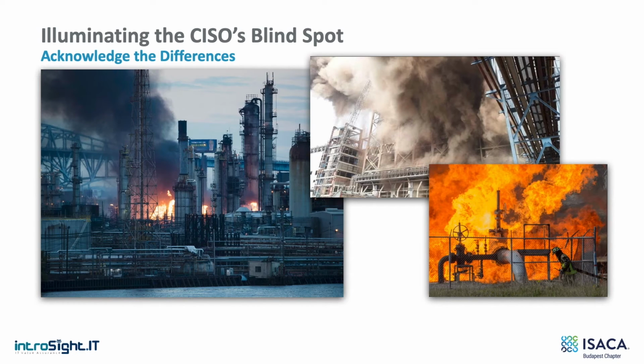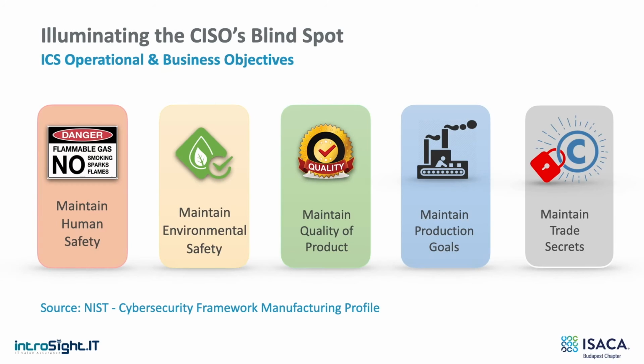So the first lesson for the CISO is very simple. Safety and reliability come first. In the OT world, it is common to see CIA, confidentiality, integrity, and availability, being spelled AIC, where availability comes first. I would like to suggest a more comprehensive view of OT consequences, as can be found in NIST's Cybersecurity Framework Manufacturing Profile, which is based on the NIST framework.